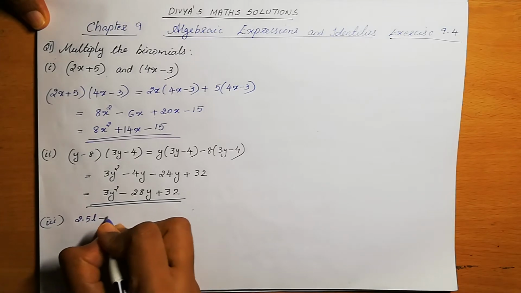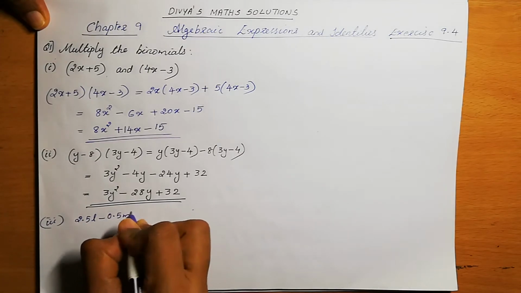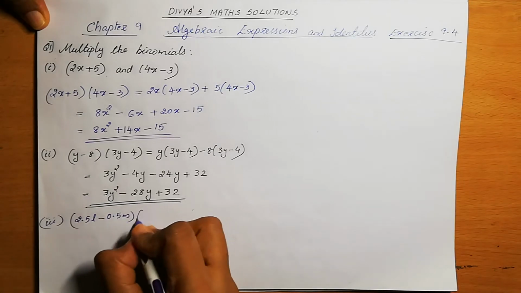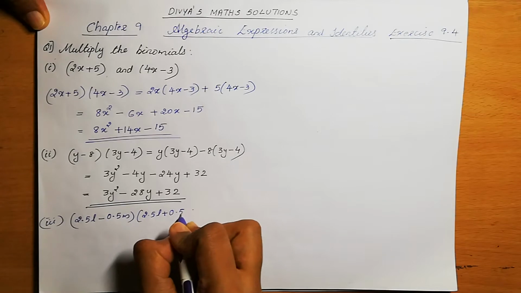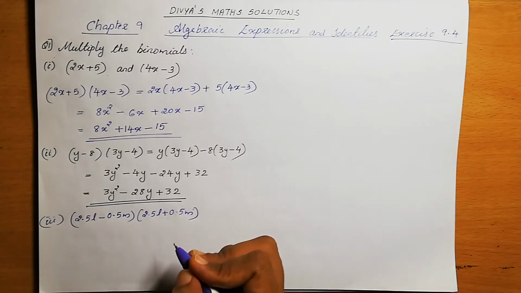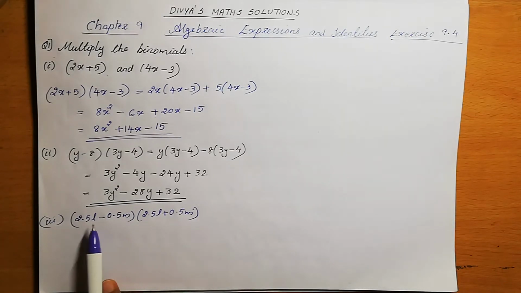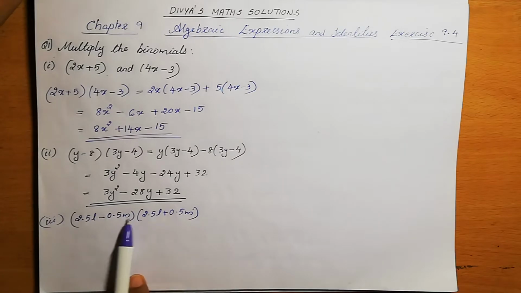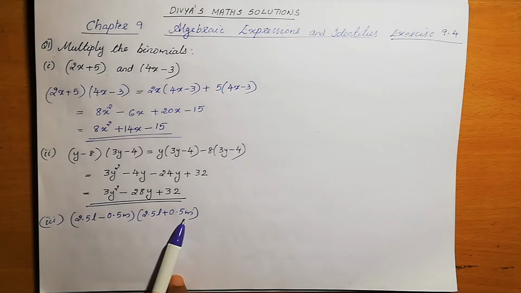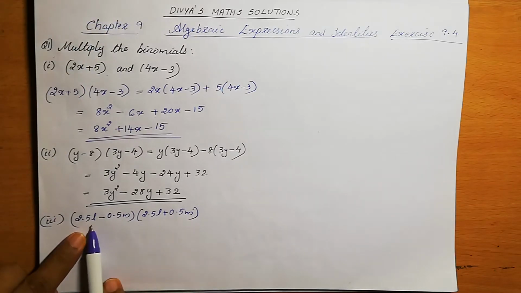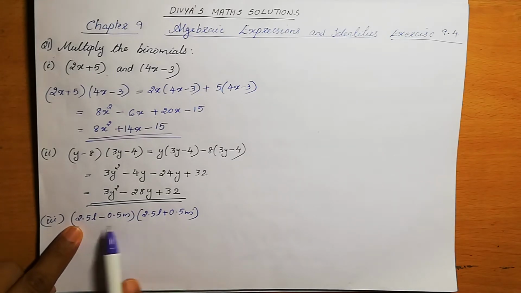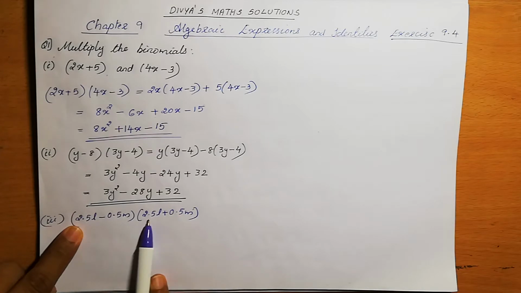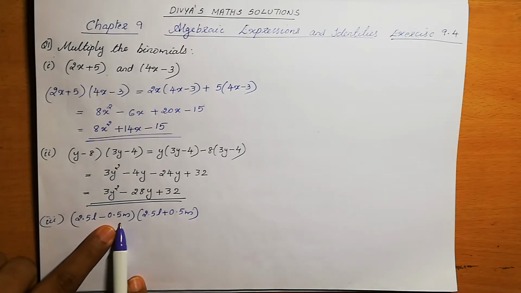Next one is 2.5l minus 0.5m and 2.5l plus 0.5m. So here this is 2.5l, this is 0.5m, this is also the same, right? Here we can apply the property, right? This is in the form of a minus b, this is a plus b. The a term is equal, 2.5l, here also 2.5l. The b term is also the same in both.